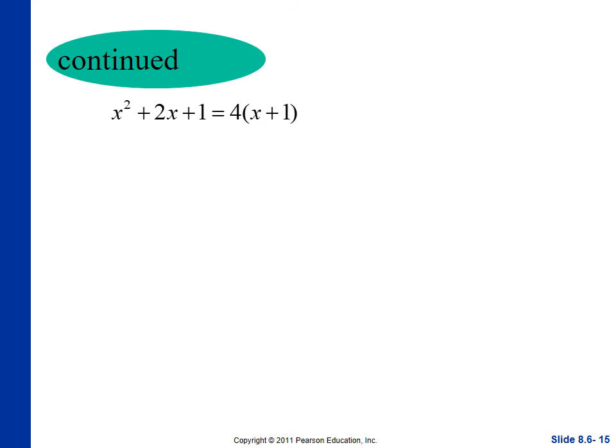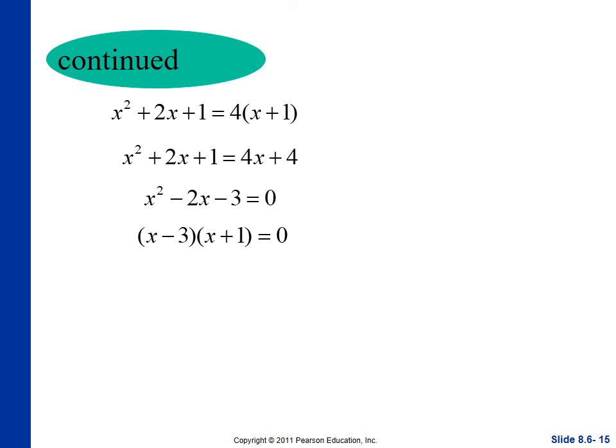Now we continue on by distributing. Then we subtract 4x plus 4 from each side to get a quadratic. We end up with x squared minus 2x minus 3 equals 0. So now we want to factor this out. The factors of negative 3 that add up to negative 2. So we end up with x minus 3 times quantity x plus 1. So x minus 3 equals 0, or x plus 1 equals 0. So you end up with x is equal to 3, or x is equal to negative 1.